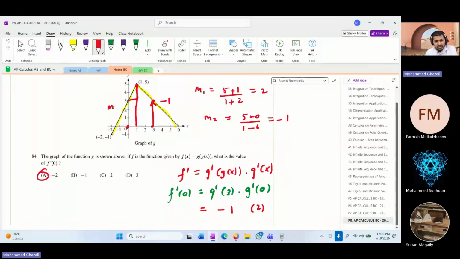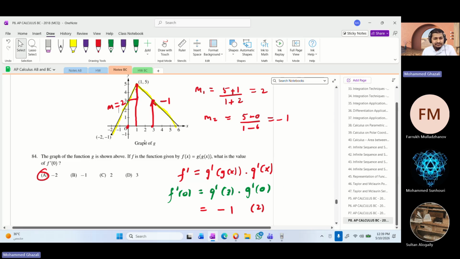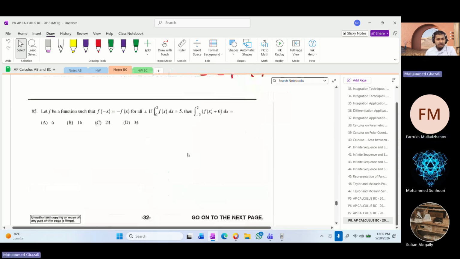And at 0, the slope is 2. So you just multiply g prime 3 times g prime 0, which is negative 2. Okay? Easy. Next question.